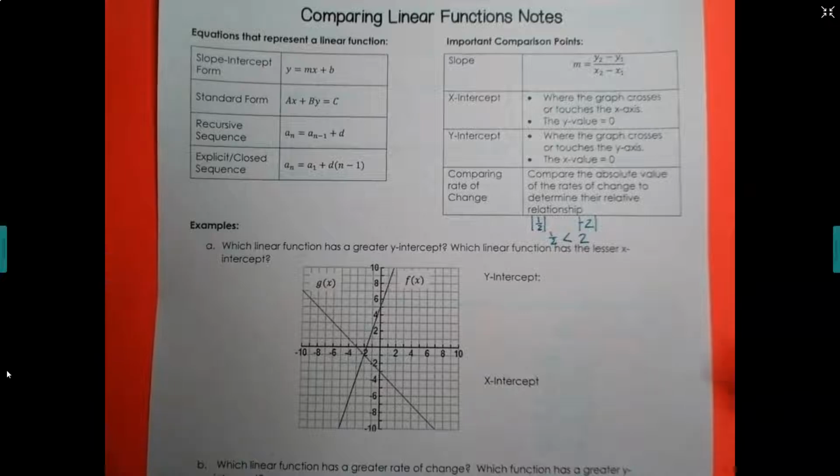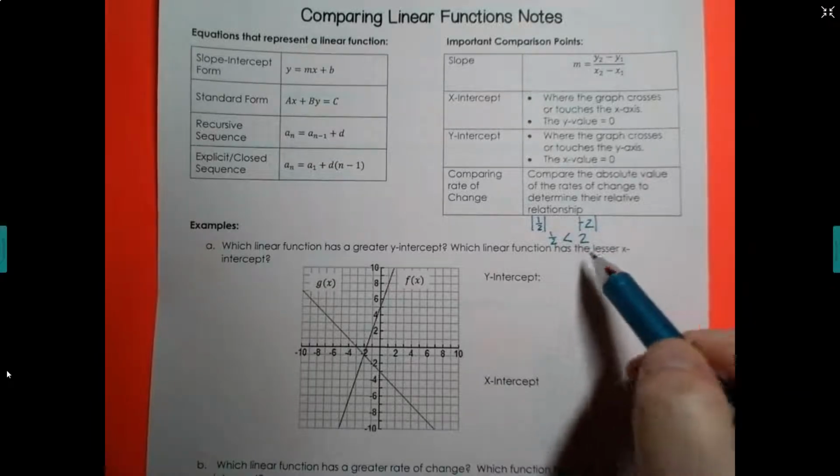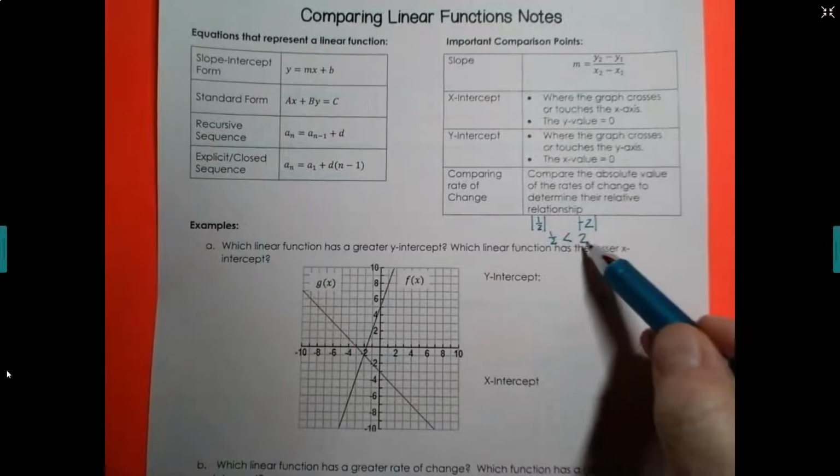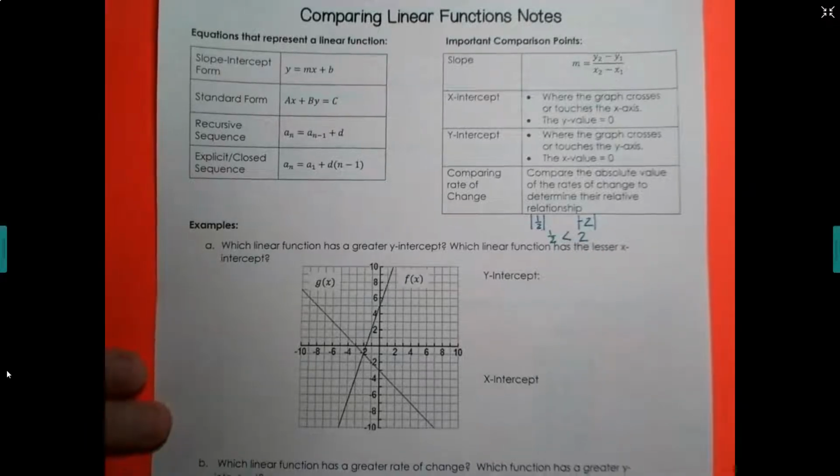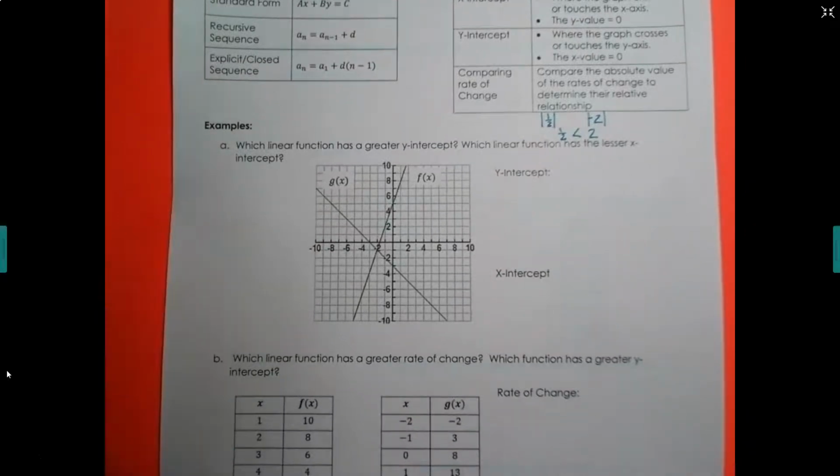So if I asked the question, which rate of change is greater? You could say, oh, well, the 2 is greater because this is going to be a steeper line than this. And that's really what a comparison on the rate of change is asking. So let's give some examples here so you can see.